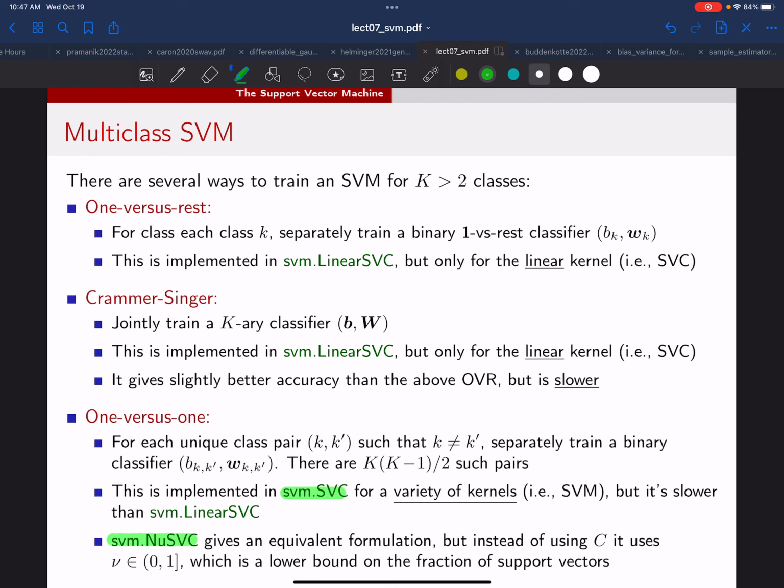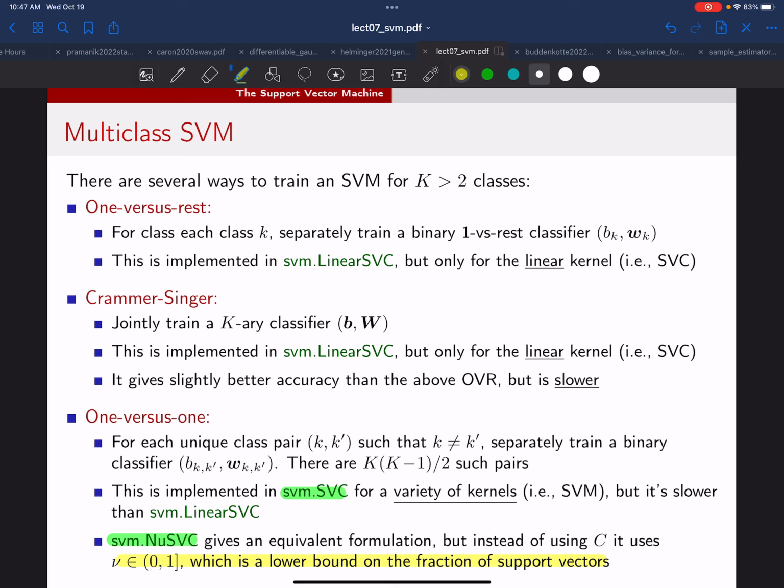The very last thing to talk about is a variation on this SVM SVC called SVM NuSVC. The only difference is that it's a reparameterization where instead of using C, you specify a different number, nu, which is between 0 and 1. And nu is a lower bound on the fraction of support vectors.